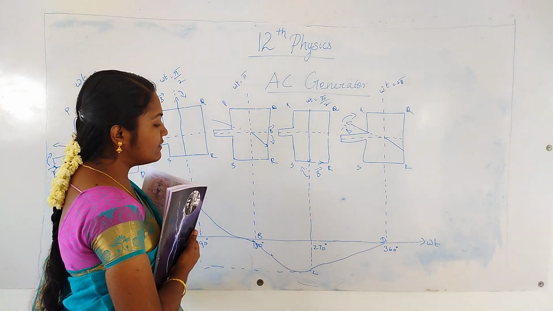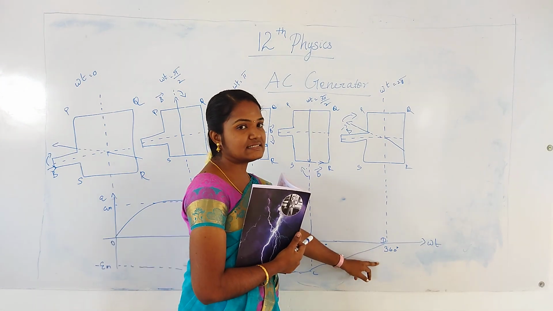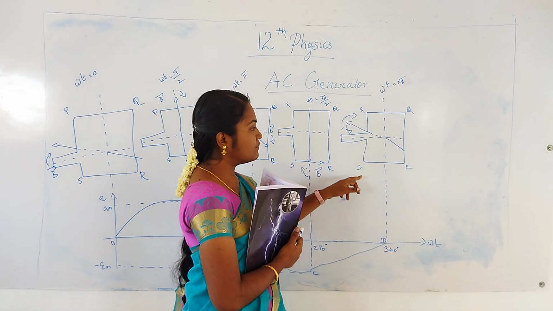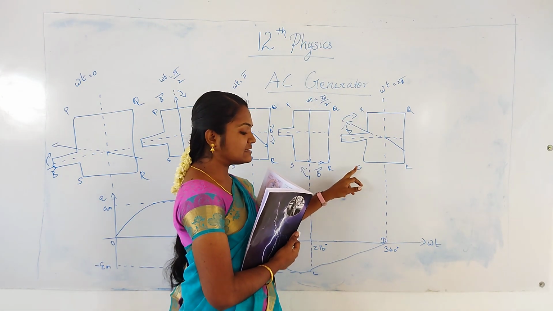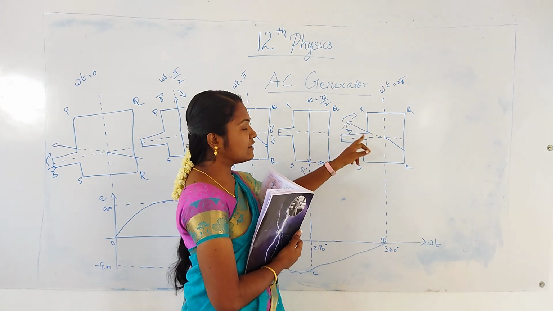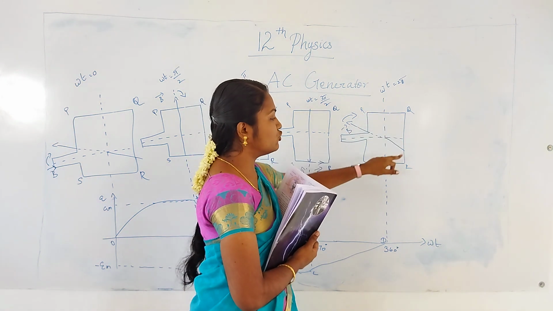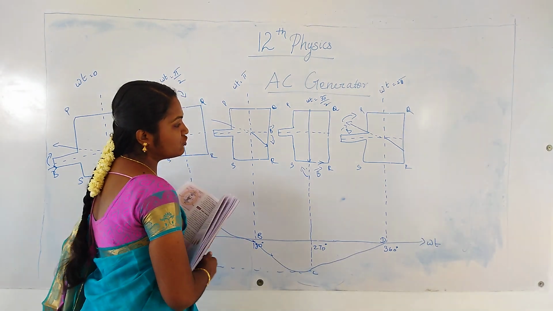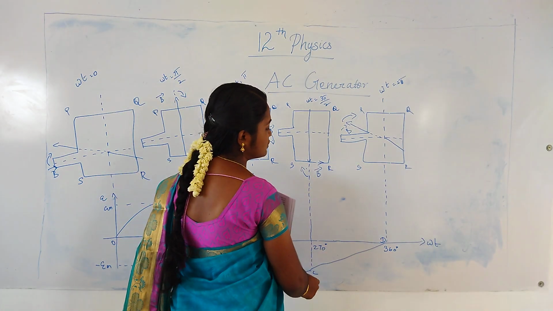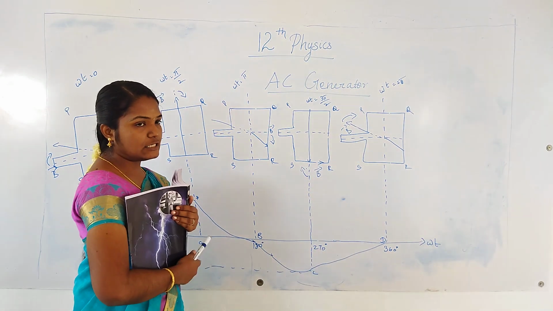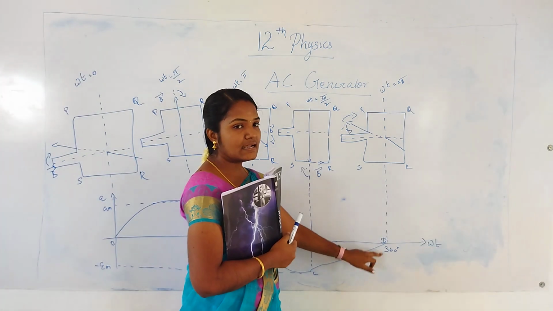Then finally it will be rotated through 360 degrees. Again it is horizontal. Again the direction of magnetic field is perpendicular to the coil PQRS. Here the induced EMF reaches 0. Then it is marked as D.